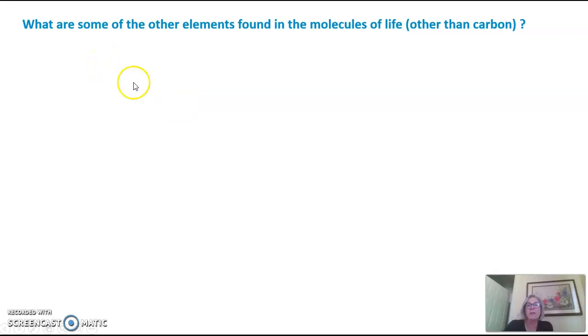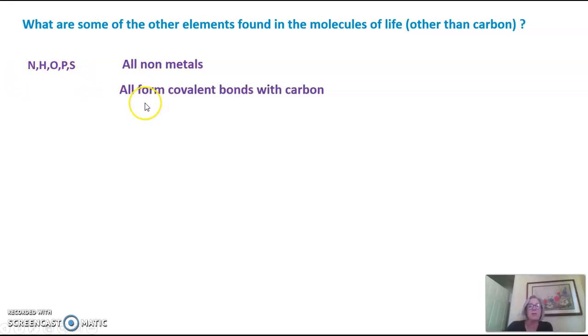What are some of the other elements found in the molecules of life other than carbon? Well, there's nitrogen, hydrogen, oxygen, phosphorus, and sulfur. These are all nonmetals, and they all form covalent bonds with carbon. Again, that's where the electrons are shared between the nonmetal elements.